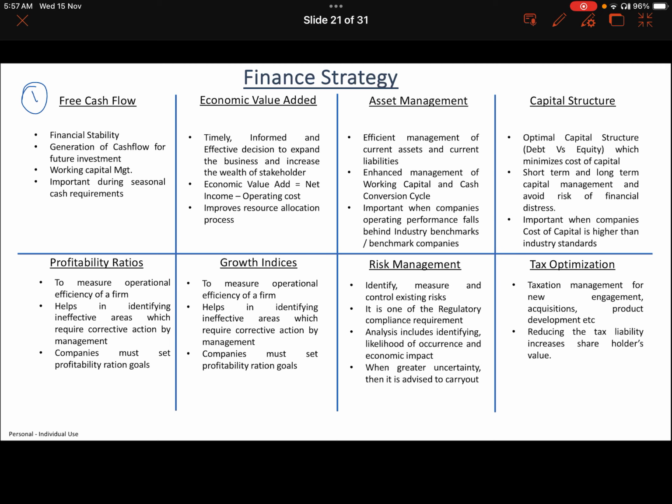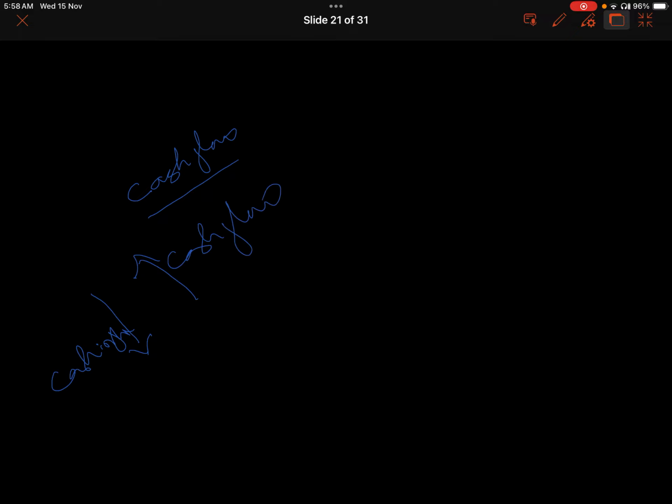Let's do some blackboarding. There are two things in cash flow. What is cash flow? Cash flows are nothing but how much money is coming into the company, cash inflow, and then cash outflow. Cash inflow, which is coming in, and cash outflow, which is going out of the company, will show the stability of the company.